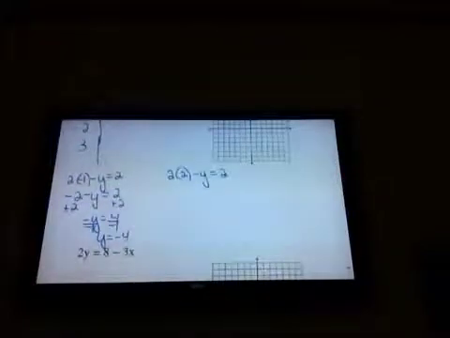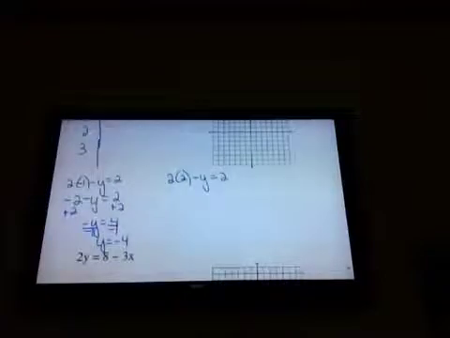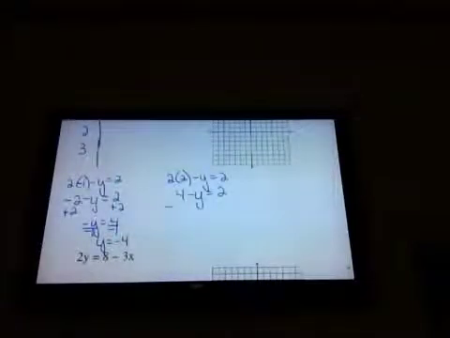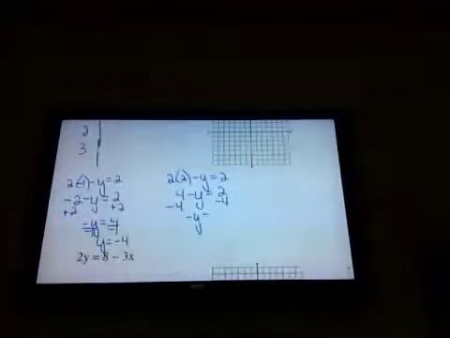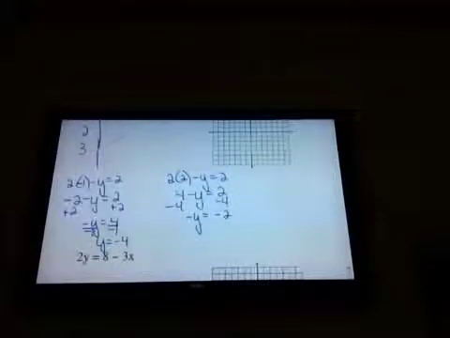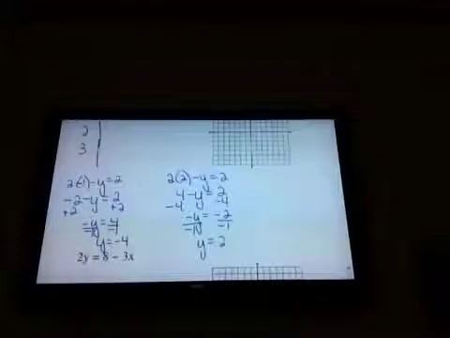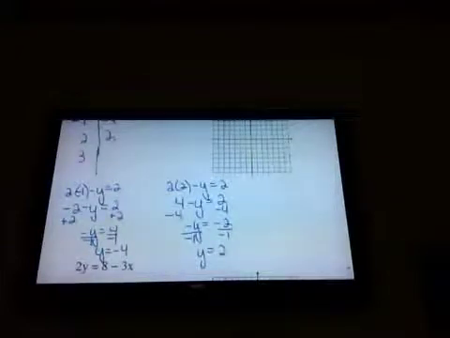Okay, so we plug in, did I put that in my chart? Yeah. So I plug in 2. So 2 times 2 is 4 minus y equals 2. Get your y alone by subtracting 4. So negative y equals negative 2. And divide by negative 1 to make y positive. And I get a positive 2. And I fill that in my table.